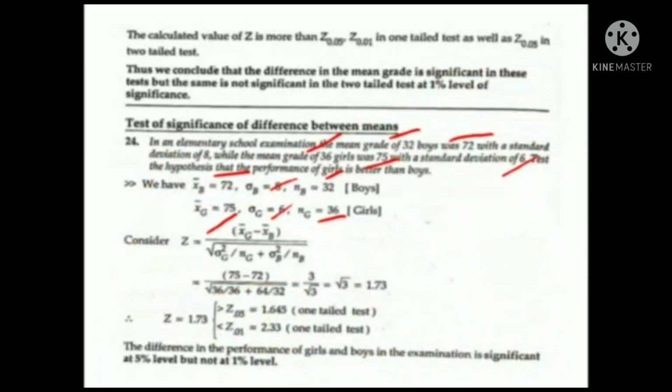So, how do you conclude here? What does our null hypothesis say? The null hypothesis says that the performance of girls is better than boys. That is, the performance of girls is better than boys and the examination is accepted, that is significant at 5% level, but it is not significant. That means it is rejected at 1% level. Understood?